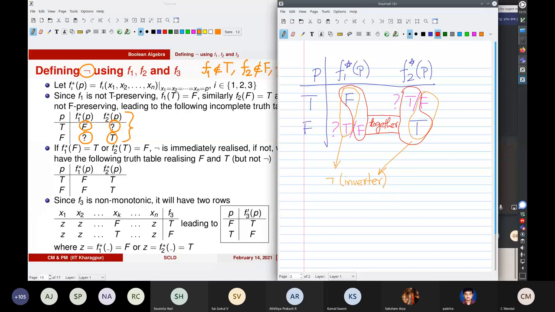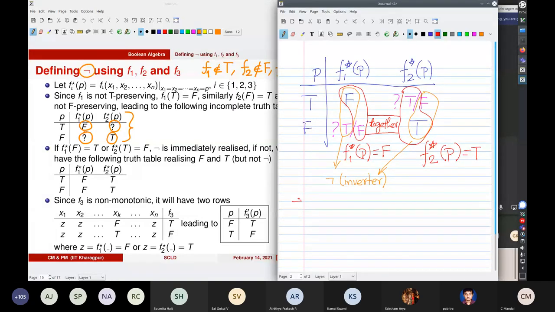So in this case, what is F1 star P? F1 star P is false. So it is a constant function, and here F2 star P is true. So you have two possibilities.